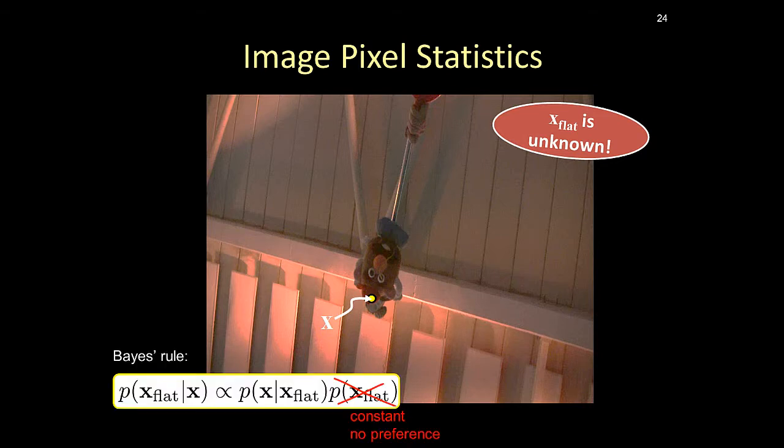Therefore, we use Bayes' rule, which means that if we know the distribution of x around x flat, we know the distribution of x flat around x. The probability of x flat is constant, since there is no preference of imaging at x flat, meaning we can move the distribution to be around x. And this is the distribution of x flat given x. In conclusion, this means that given a distorted pixel x, we can say that the flat pixel is somewhere in the vicinity of x with this distribution.